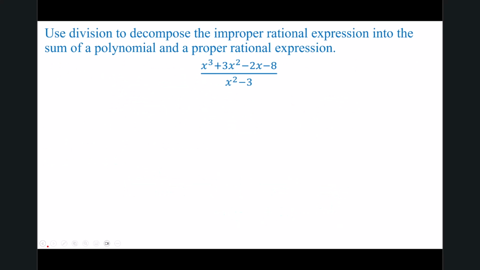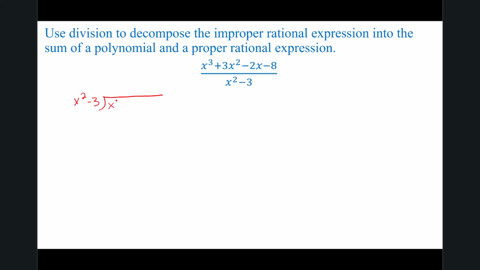Now, when we do the partial fraction decomposition, we need to start with a proper rational expression. That means the degree in the numerator needs to be smaller than the degree in the denominator. So if we have something like this example, we have an x cubed, so the numerator is degree 3, the denominator is degree 2. We first need to divide so that we can get a proper rational expression. So to do that, I'm going to do long division.